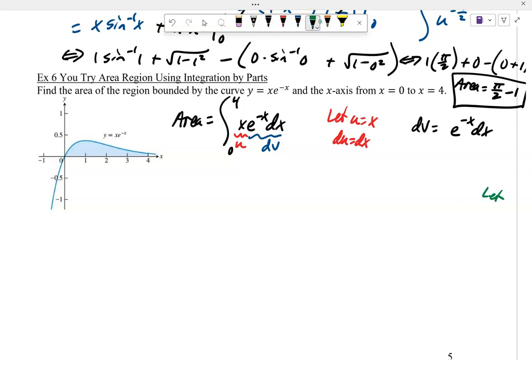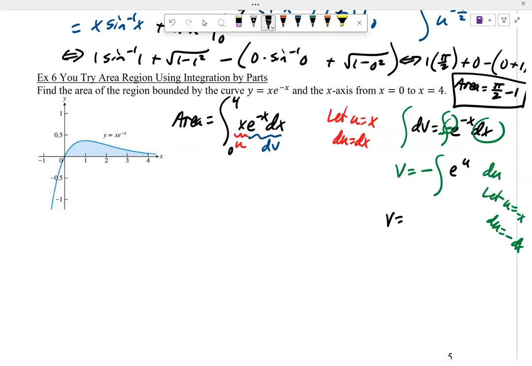You actually have to let u be negative x, and du is negative 1 dx when you integrate this. So I need a negative 1 dx. So I got to put in a negative 1 and I got to offset it. So my v is, remember, there's my negative dx, there's my du. So I have e to the u du. And so my v is negative.